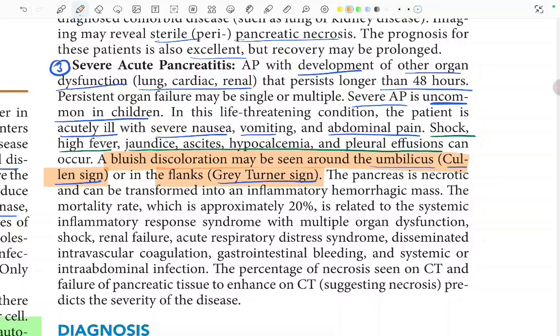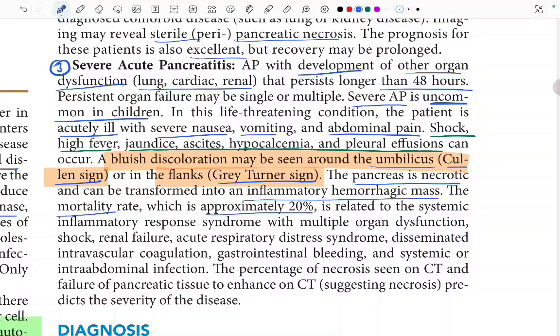The pancreas is necrotic and can be transformed into an inflammatory hemorrhagic mass. In severe cases, it is necrotic and it can transform into an inflammatory hemorrhagic mass. The mortality rate is approximately 20%, and the mortality rate is high in severe acute pancreatitis. Just 20% is related to the systemic inflammatory response syndrome with the multiple organ dysfunction.